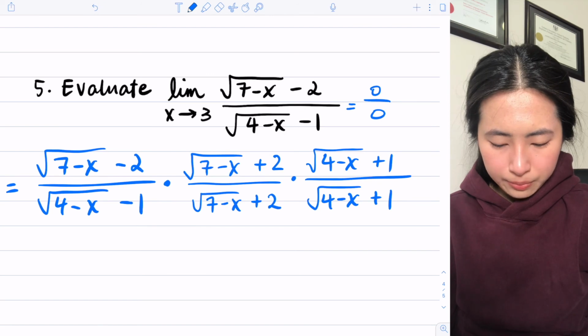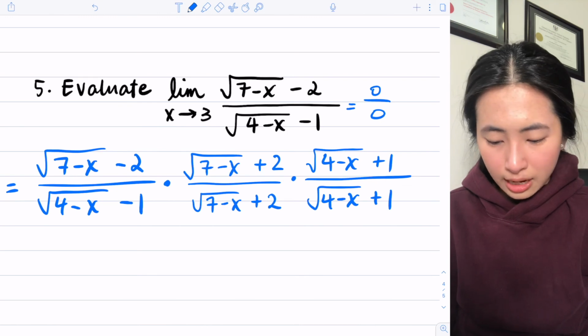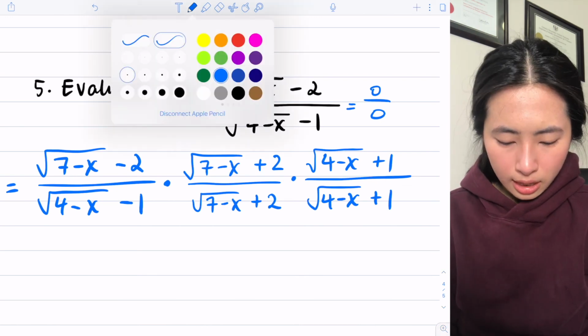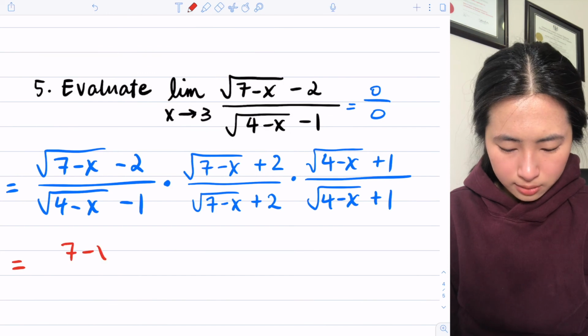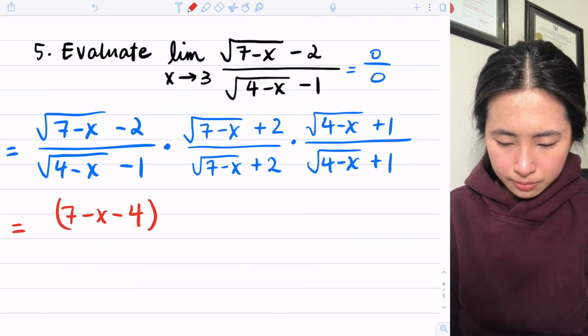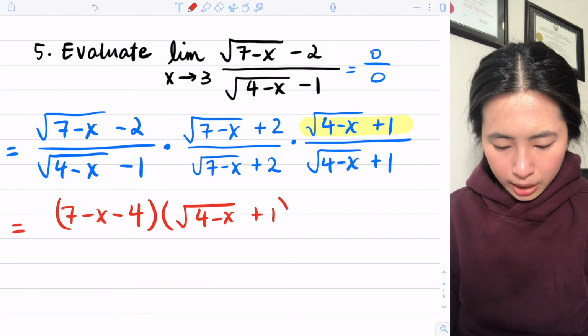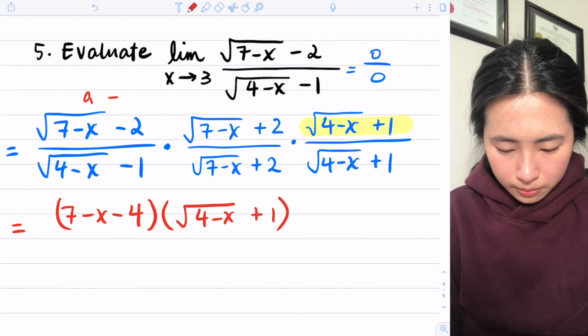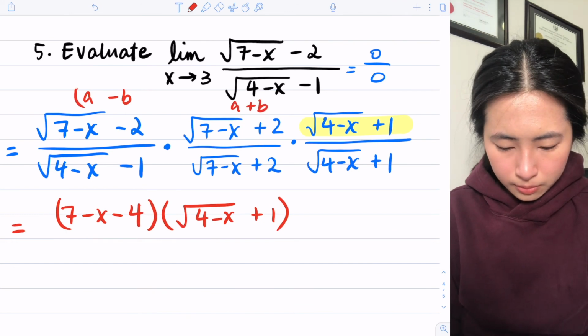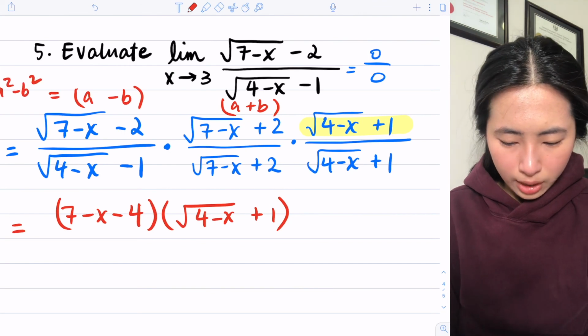So we would have to rewrite our numerator and our denominator, and because we're seeing difference of squares again, we're able to write this in terms of 7 minus x minus 4, and you multiply this to this term, which I'm going to highlight. So we have square root of 4 minus x plus 1 being multiplied to 7 minus x minus 4. And I'm just going to rewrite this being a squared minus b squared, just so you do have that reference.